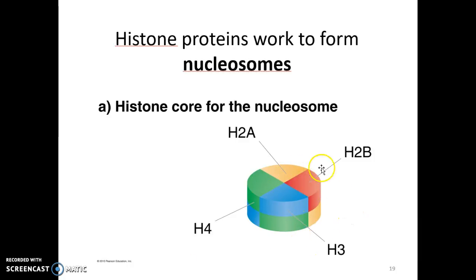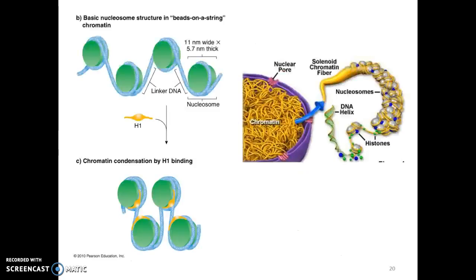So what? Remember, these guys are positive. So the negative DNA, which is shown here as light blue, is going to be very attracted to it. And so DNA as a double helix will wrap itself around, not quite 2 times, but like 1.5 times around, and it will form this structure. And these structures look like beads on a string, but each of these is a nucleosome. So they look like beads on a string, and they're called nucleosomes.